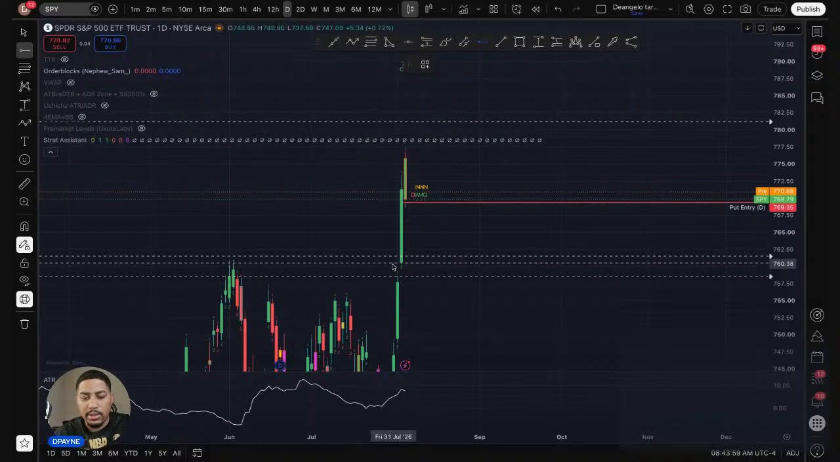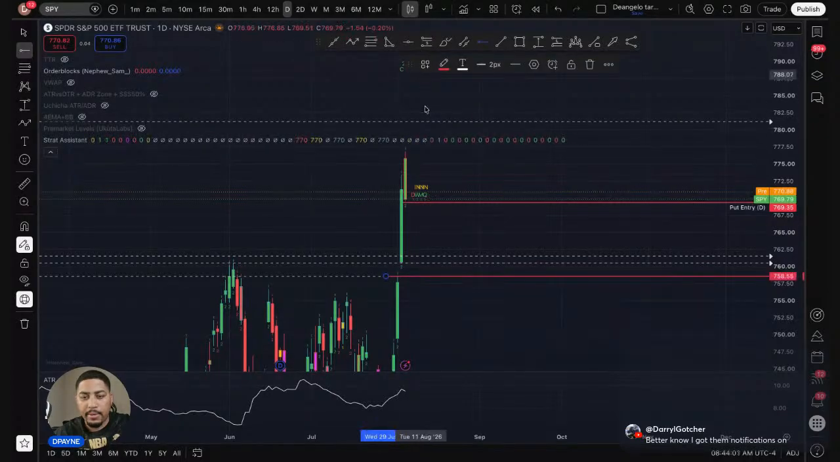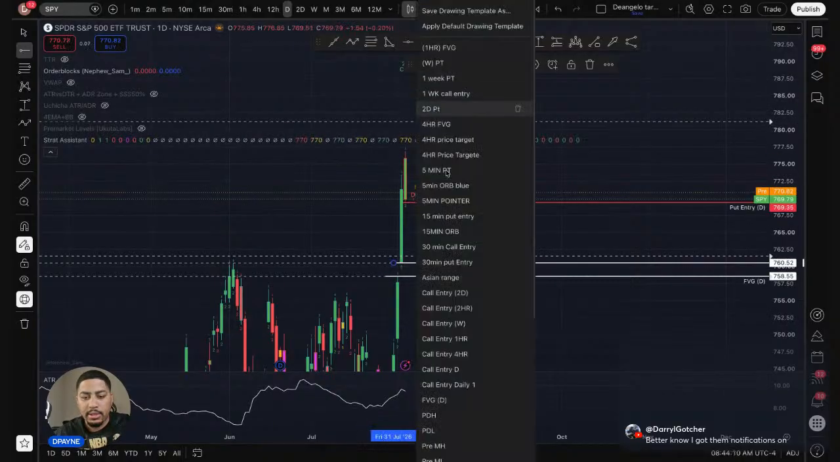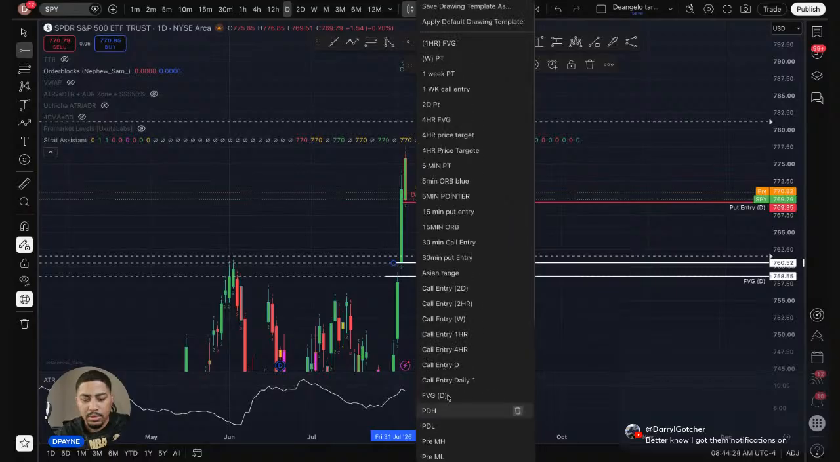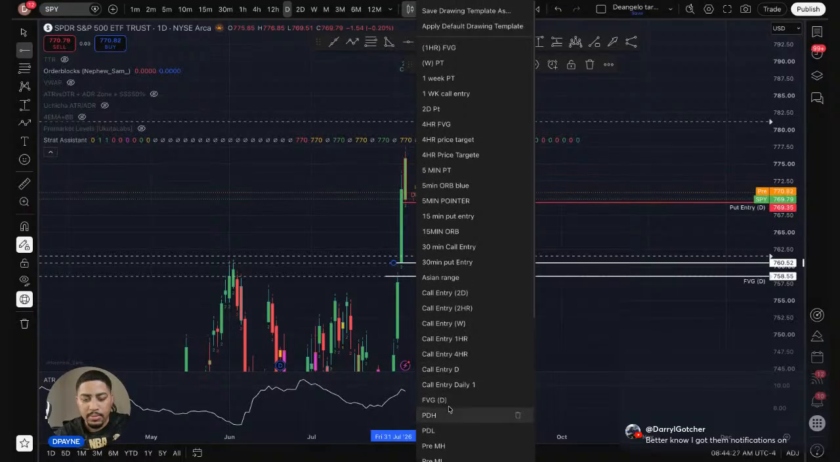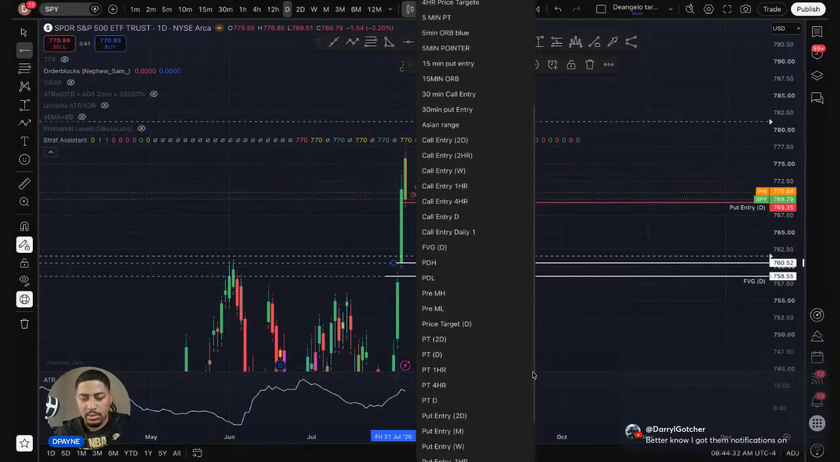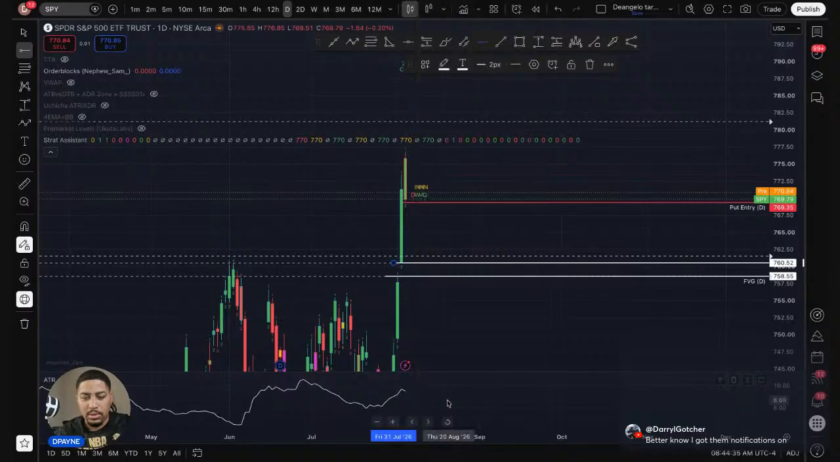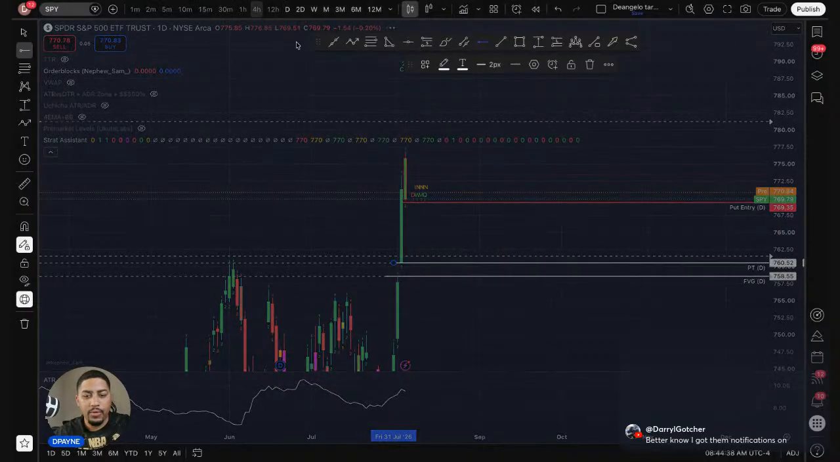Got a daily gap fill right here. Fair value gap. And you got a price target right there on a daily. I don't know, this is definitely lagging. Jeez. Okay, and let's go to the 4 hour.